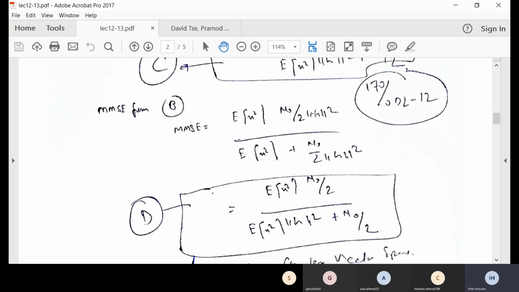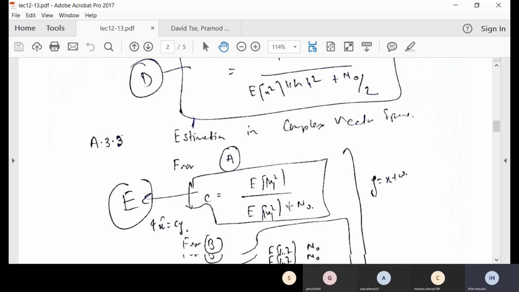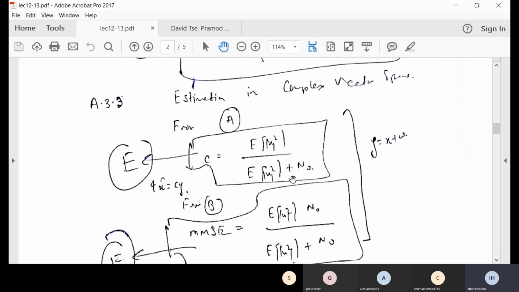Now the MMSE was this equation. In equation B, there was no H mod square, but now we have H mod square. We have just seen noise is N naught, we just put H mod square. This is the minimum mean square error provided we are detecting in a vector space H. Then for complex space, everything is the same, only you have X mod square, because X is complex. Instead of E of X squared, this will become X mod square because it's a complex number. Just change, everything remains the same.